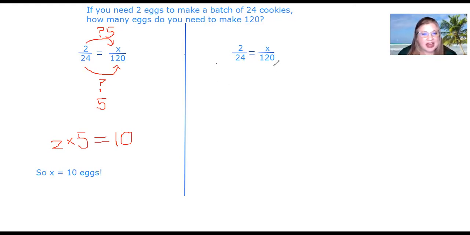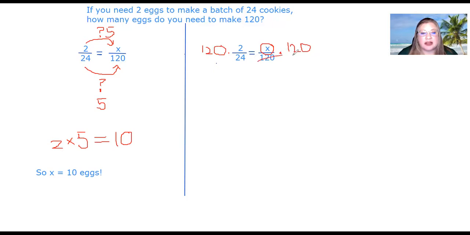The other way you can look at it is trying to isolate the variable, get this x by itself. How do we get the x by itself? Well, currently it's divided by 120. So to get something by itself, you need to do the opposite of what's been done. It's been divided, so that means we need to multiply by 120. But whatever we do to one side, we have to do to the other side to keep it even. So I'm going to multiply by 120 on this side as well.